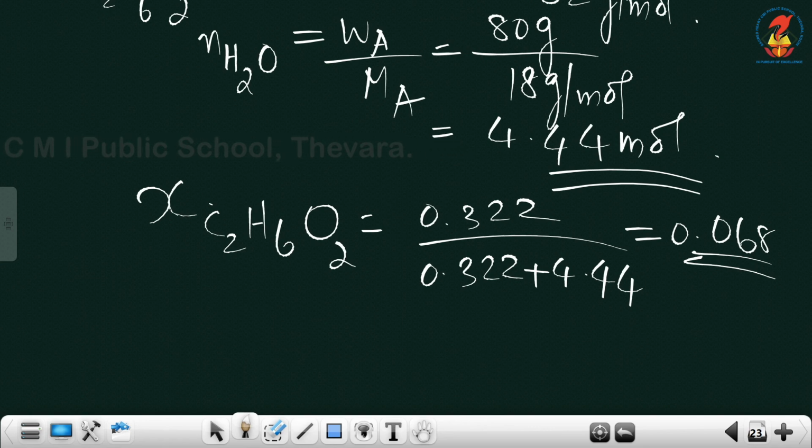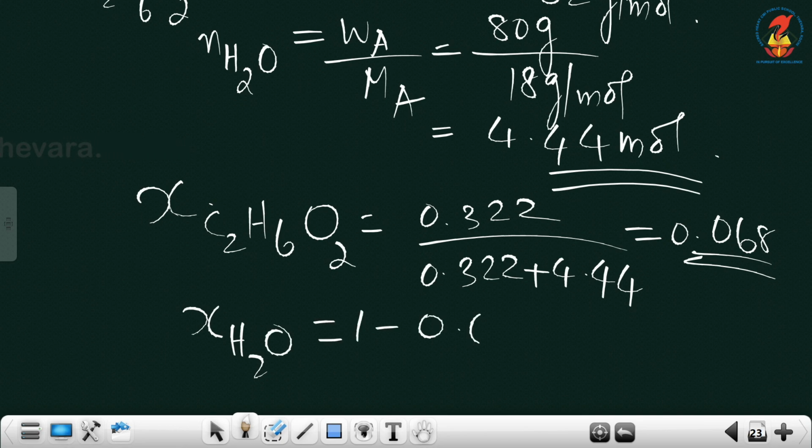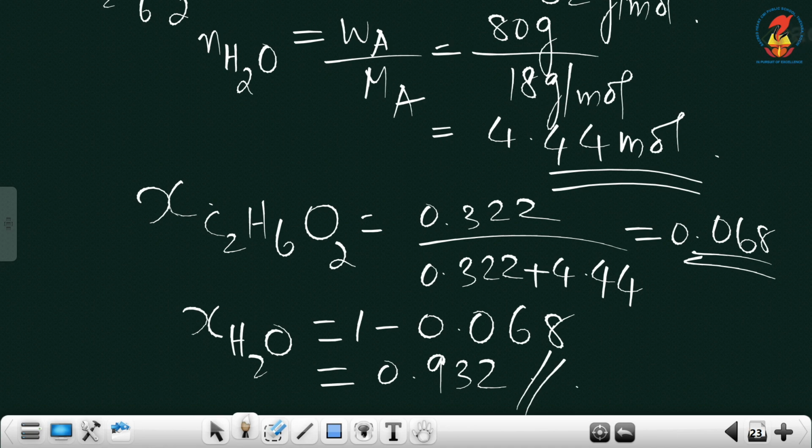So now you can find the mole fraction of water. So X of H2O will be equal to 1 minus 0.068, because we know XA plus XB is equal to 1. So this will be equal to 0.932, and no unit for mole fraction.